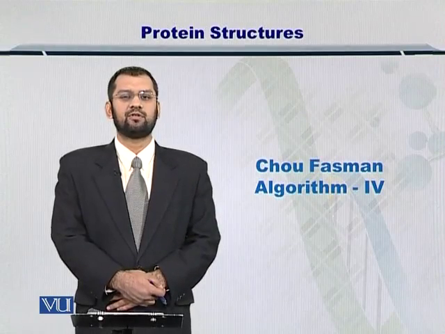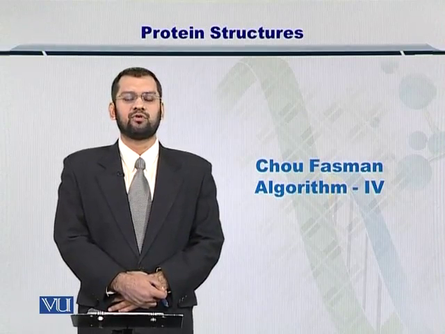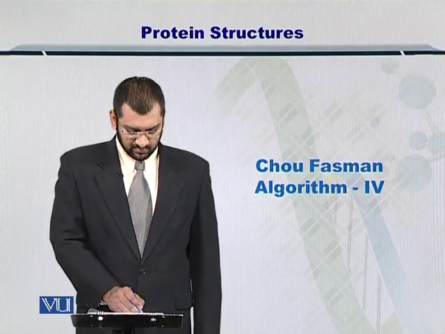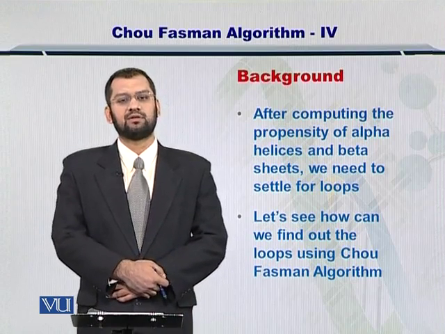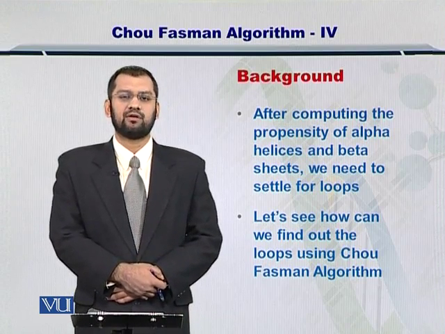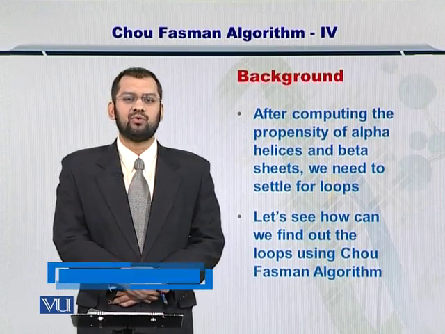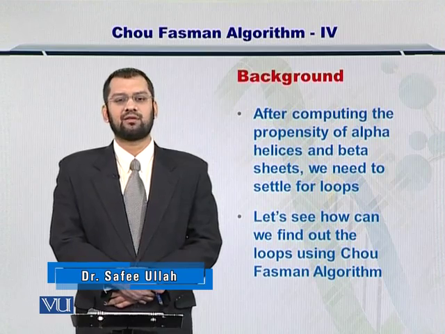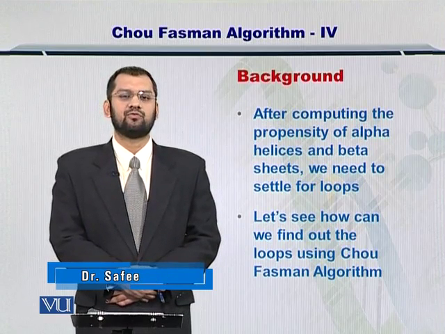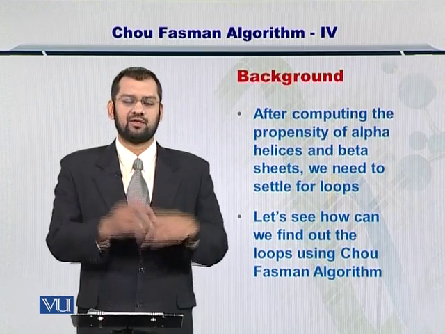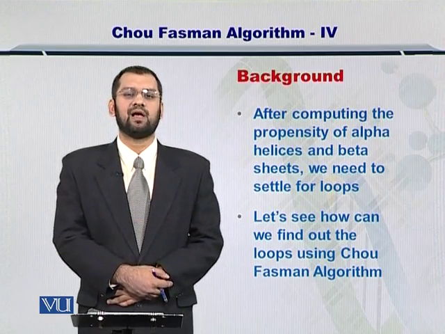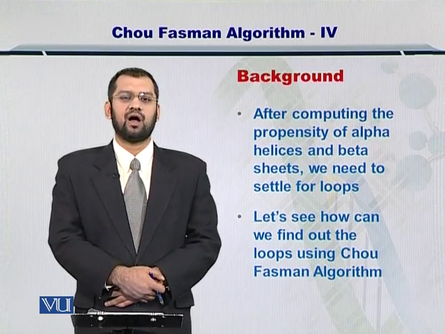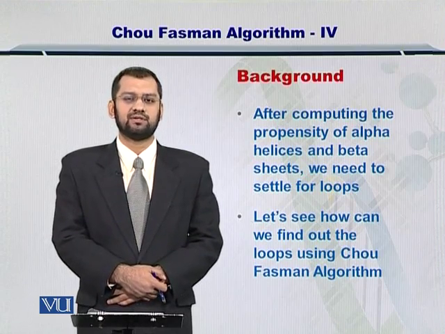Dear students, this is the fourth and the last module for studying Chou-Fasman algorithm. In this module, I'm going to talk about how to predict the turns in the secondary structures. We already know that we can find out alpha helices and beta sheets by looking at the specific propensities for individual amino acids as well as their neighbors by using the Chou-Fasman algorithm. In this module, I'm going to show you how you can actually find out the turns.